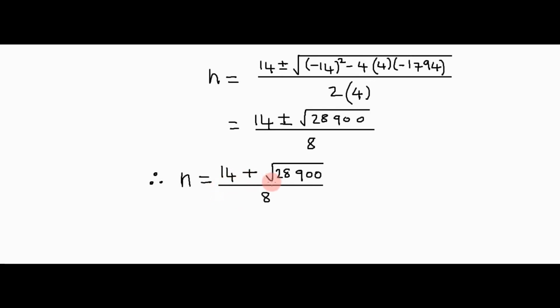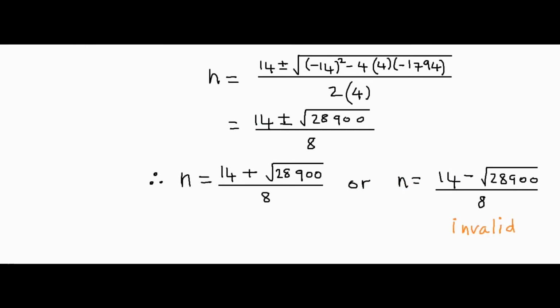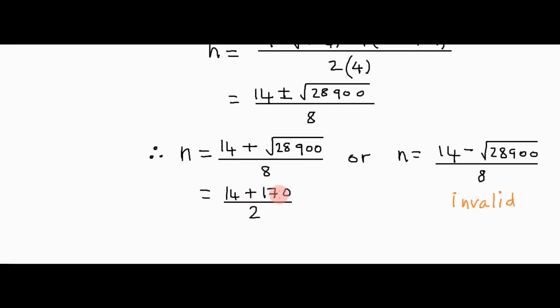So n is 14 plus the square root of 28,900 all over 8, or n is 14 minus the square root of 28,900 all over 8. This answer will be invalid because it will give a negative value, and n is the number of terms, so it can't be negative. So it's invalid. Then, evaluating the square root of 28,900, we see that it comes to 170. So n will equal 14 plus 170, all divided by 2, and that comes to 92.